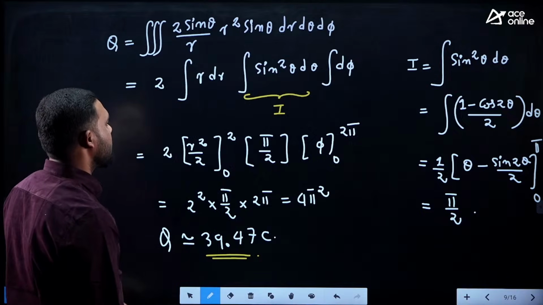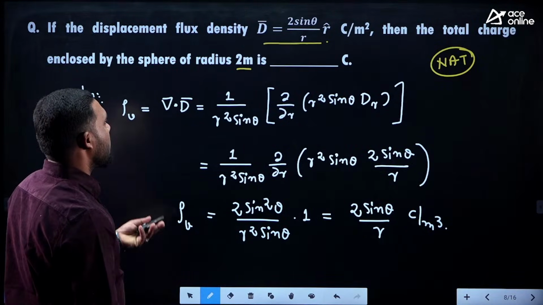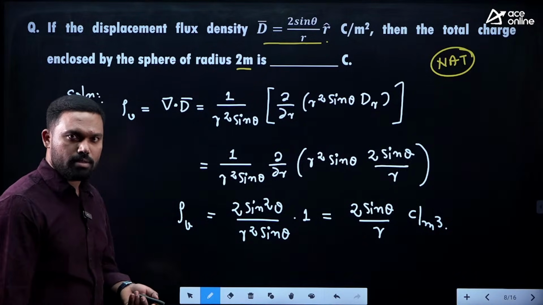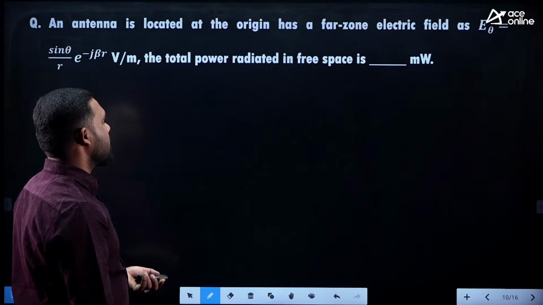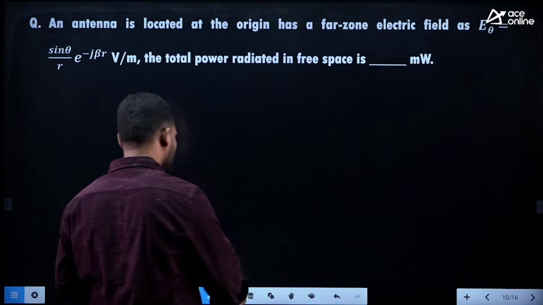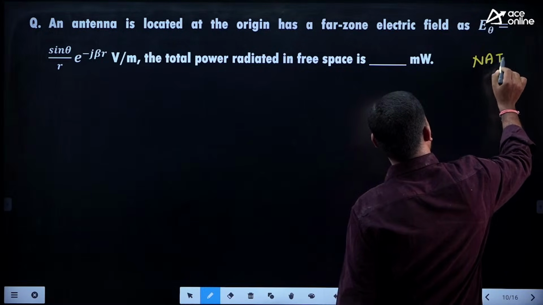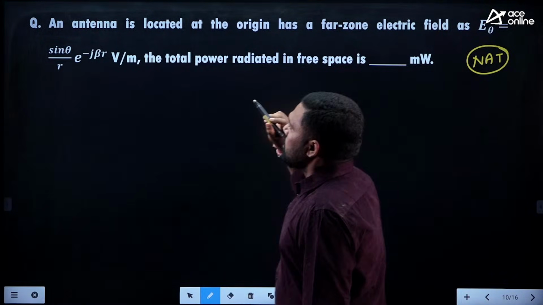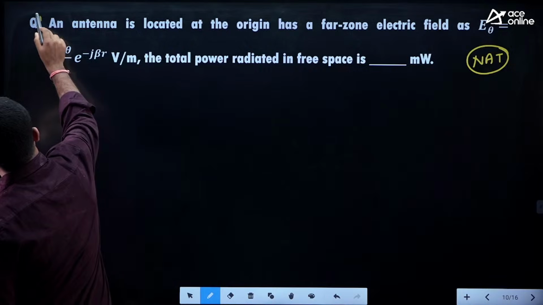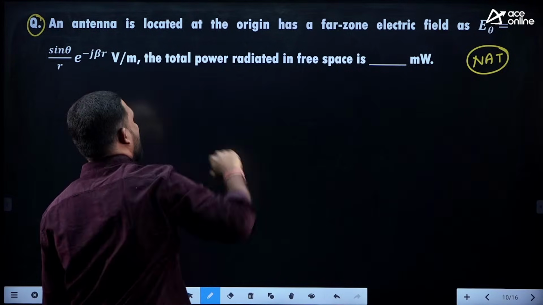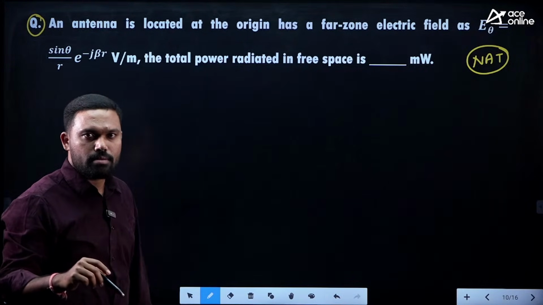Okay guys, fine. Direct, it is a Gauss law. Questions on Gauss law are very popular. Fine. So let us proceed further. Here is one more numerical answer type question. It is on the power calculations. It is a general electromagnetic theory question, but it is framed in the context of antenna.